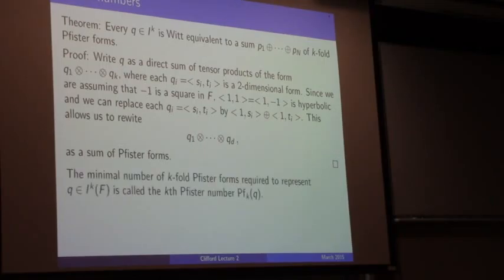Okay, so the minimal number of k-fold Pfister forms that are required to represent an element of the kth power of the fundamental ideal is called the kth Pfister number of Q. So this number depends on both k and F.